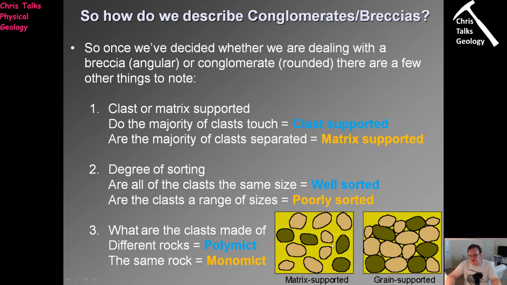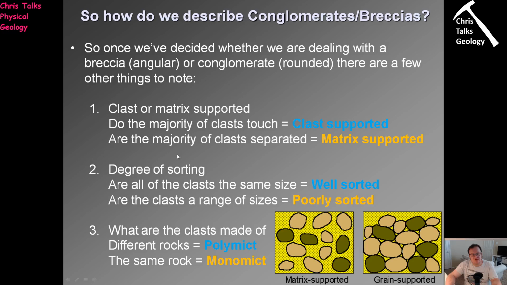Well, here's a nice diagram that kind of summarizes the situation. In a matrix supported conglomerate or breccia, the majority of clasts will not be touching. There will be some material, some matrix in between them, separating the clasts. In contrast, in a clast supported conglomerate like this one here, most of the clasts will be in direct contact with each other with a little bit of matrix squeezed in between them.